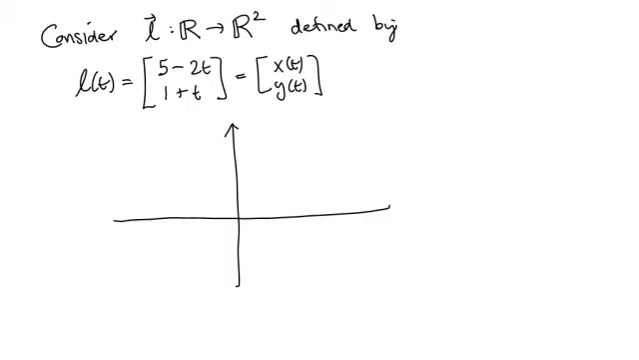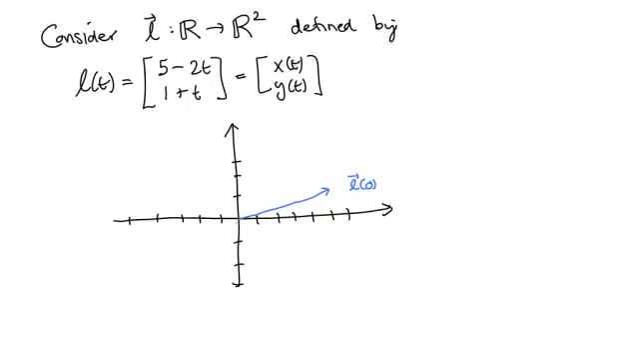Well, if we were to plug in an input value, say t equals 0, then the output value would be the vector 5, 1. So we'd have a vector who looks something like this. I'll put some tick marks on. And we'd have a vector who looks like this when t is equal to 0. This would be the vector L of 0.